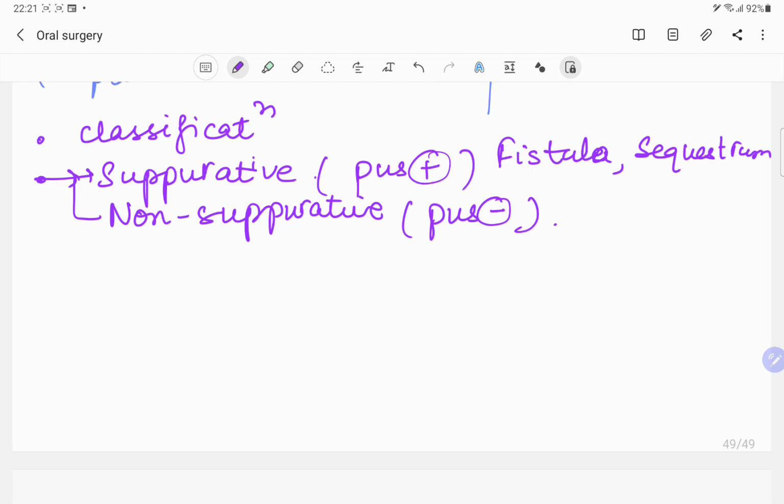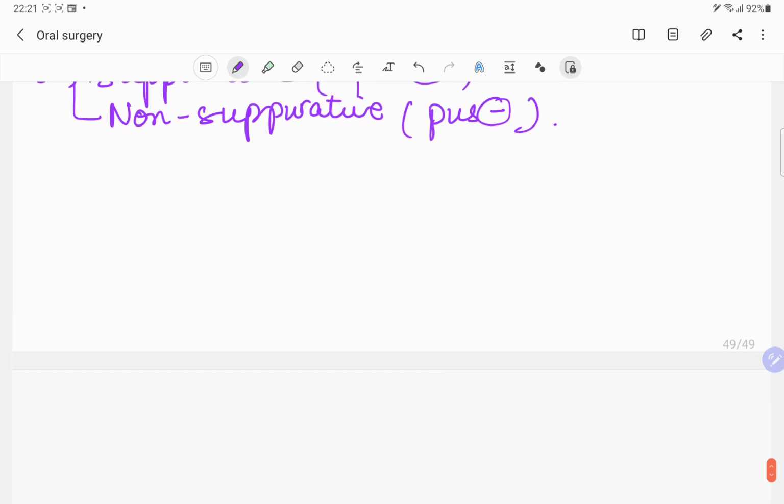While in case of non-suppurative, since there is no pus, we do not see any fistula and all. Another classification can be hematogenous, based on the spread of infection, how the infection is spreading, the focus of infection. If it is from the blood, it is hematogenous. If it is secondary to another focus of infection, it is secondary.